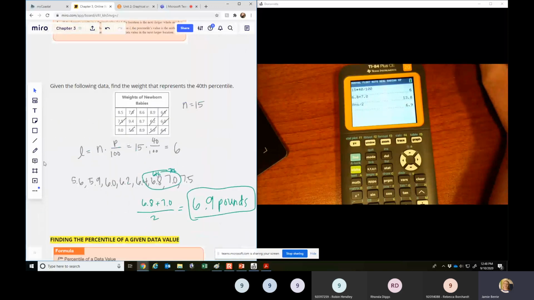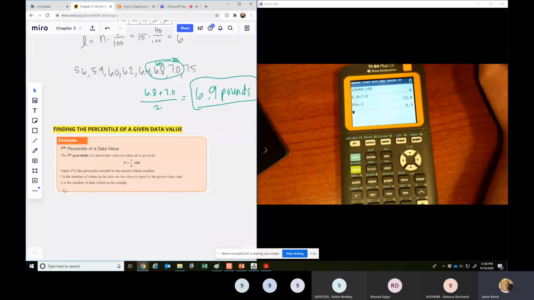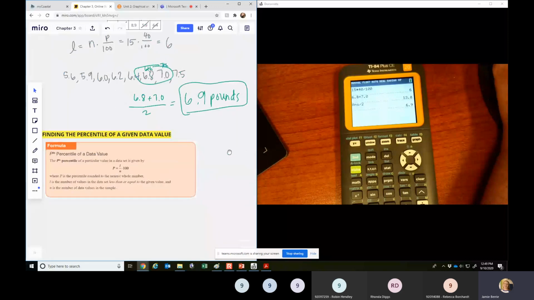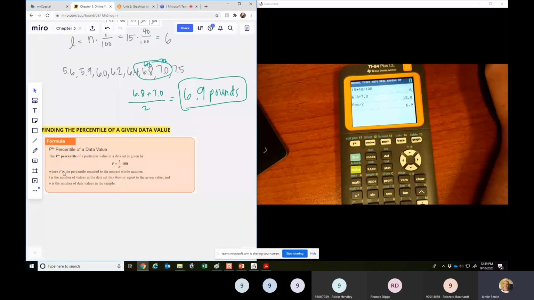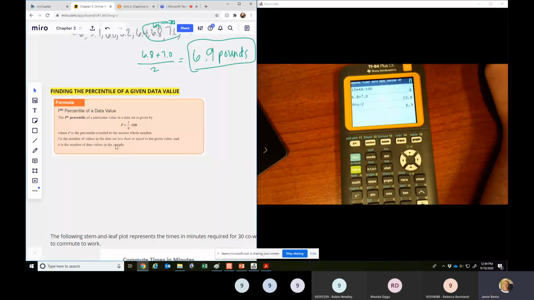Now the next formula, the description sounds very similar, but it's actually the opposite. So on this one, you're not given the percentile. So you're trying to find the percentile of a given data value. So on this one, your answer is always a number. On these, your answer is a percentile. All right, so it says finding the percentile of a given data value. The pth percentile of a particular value in a data set is given by the percentile equals the location over the sample size times 100. All right, so location over sample size times 100.